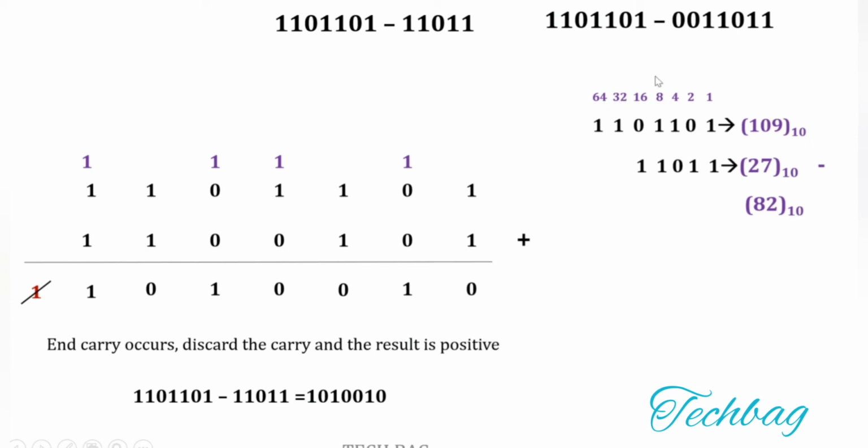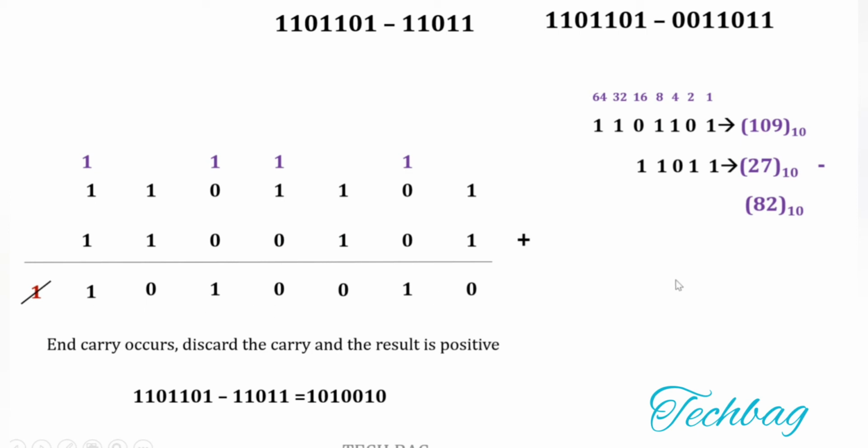Minuend, here I mentioned the weight. Minuend: 64 plus 32, 96, 96 plus 8, 104, 104 plus 4, 108, 108 plus 1, 109. So the corresponding bits are multiplied with the weight and they are added together to get the decimal equivalent. Here it is a subtrahend. So here 16, 16 plus 8, 24. 24 plus 2, 26. 26 plus 1, 27. Right? If you are subtracting 27 from 109, you get 82.